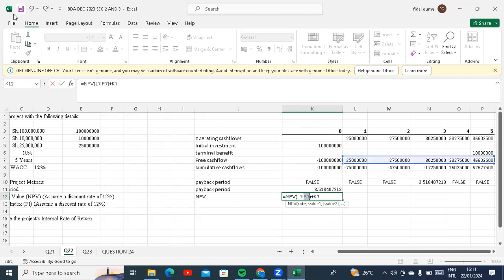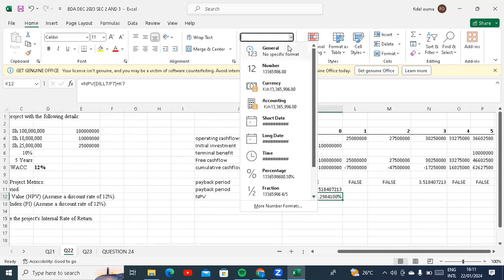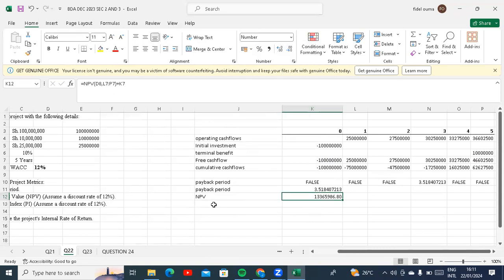Sorry, let me undo this. So for NPV, we start with the rate, comma, then you select the free cash flow from year 1. Then you shift-add this one. It will give you this. So it's a positive NPV, so we accept the project.